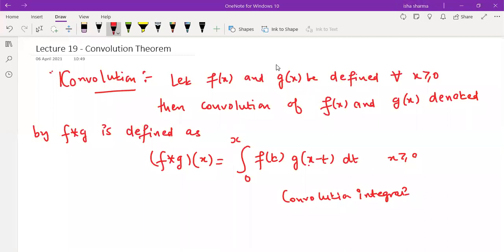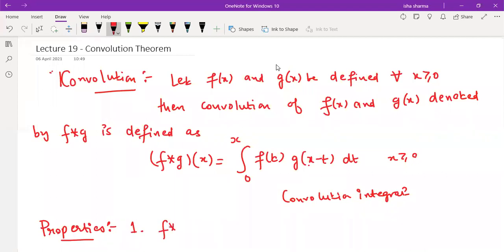This is also known as the convolution integral, f(t) into g(x minus t) dt. I'll be coming to examples of this, and I'll be motivating why we have defined this convolution. I'll connect this with the Laplace transform, but right now you just treat it as a formula. Given two functions, you are supposed to compute their convolution. So f star g is given by this. Now there are some properties associated with this convolution. We may not be proving all of them, but they are very easy to verify just by using the definition.